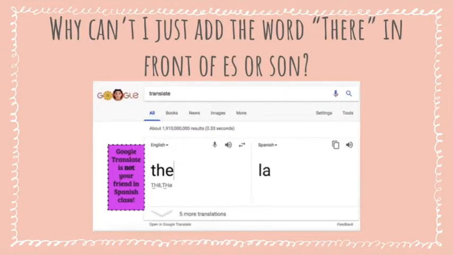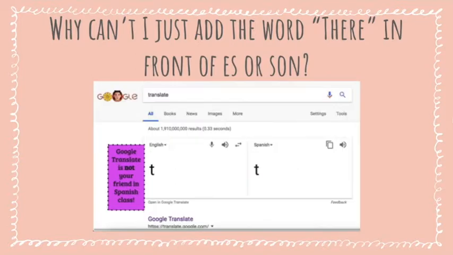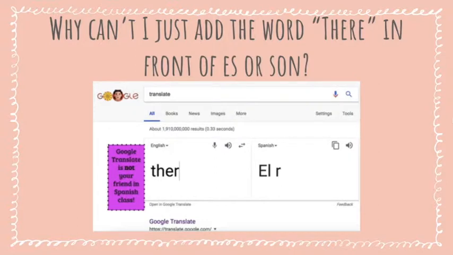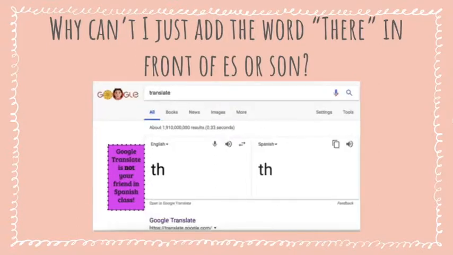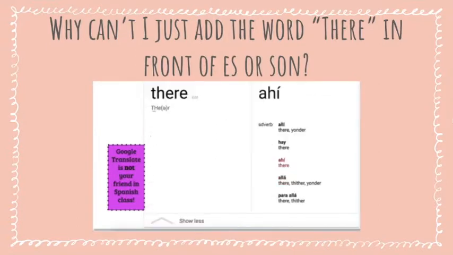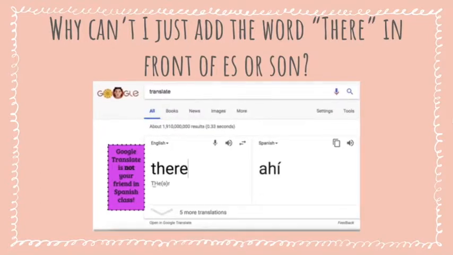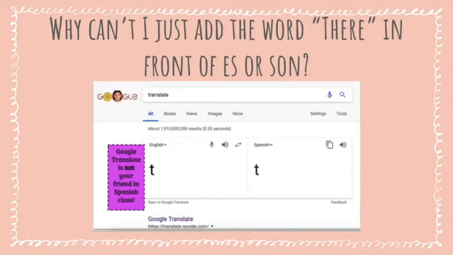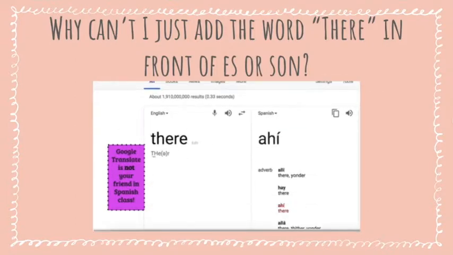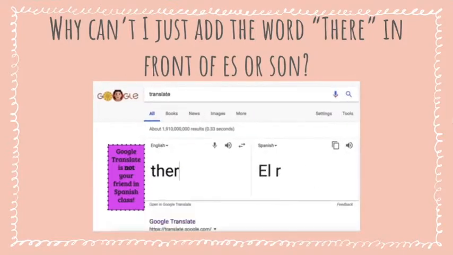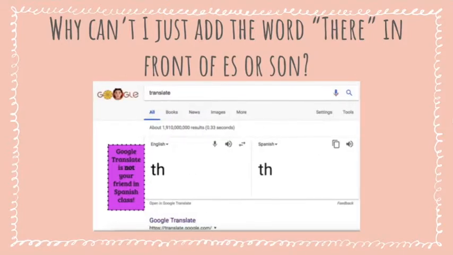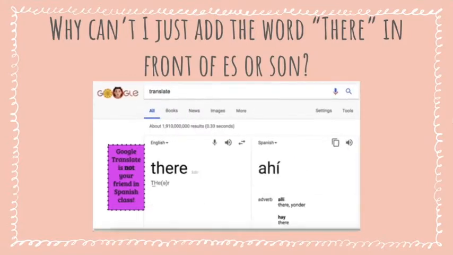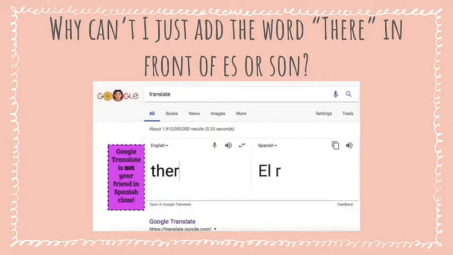So I have some Spanish students who just want to go into Google Translate and look up the word there and put it in front of es or son, or in front of are. So you would have there is or there are. And unfortunately, it's just not that easy. And while I do believe that Google Translate is a fantastic tool, it is not your friend when you're learning grammar, because if you don't understand how words are used and why they're used that way, then you really can't use grammar effectively.